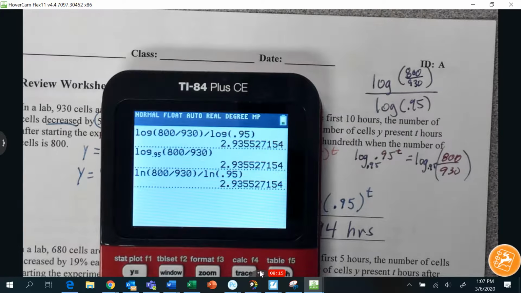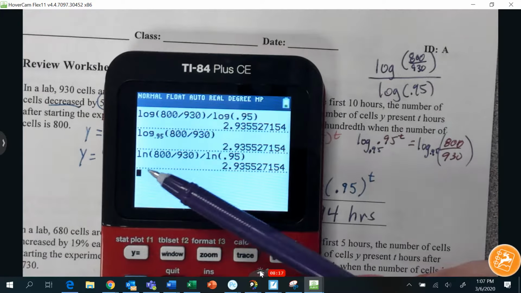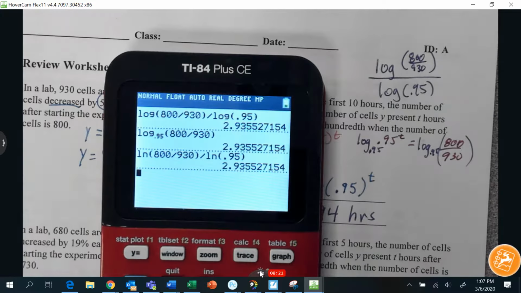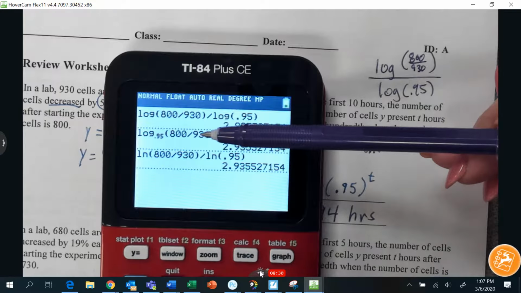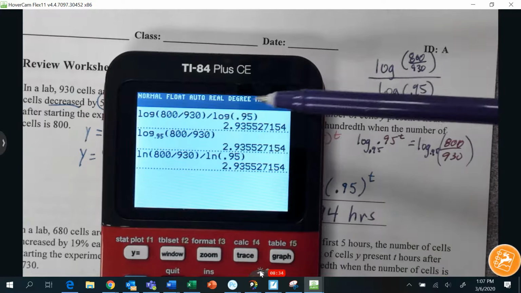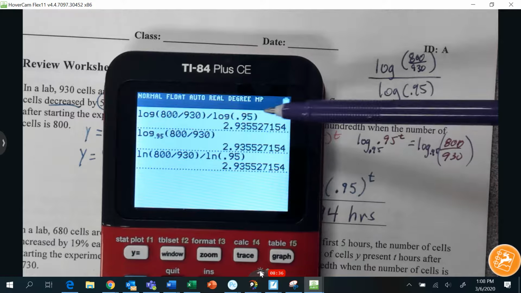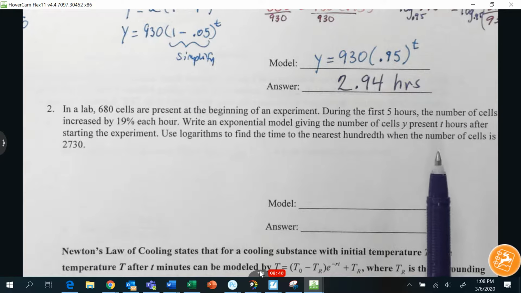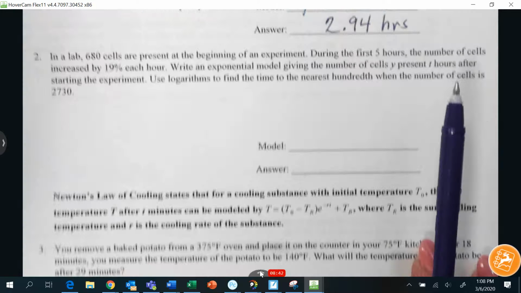It's called the change of base formula. You can do whatever base you want as long as you keep it the same base on the top and the bottom, and it will work. But I don't want to spend a lot of time on that because you have a new calculator. You're going to do it this way. It's a waste of time. It's just those of us that have the older one need to know how to use our calculator. Okay? All right. We are not going to do number 2 together because you're doing that one on your own.